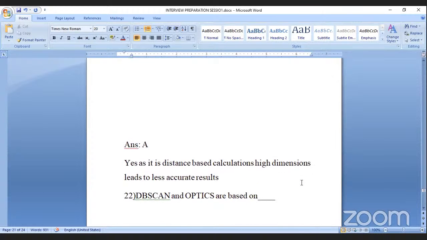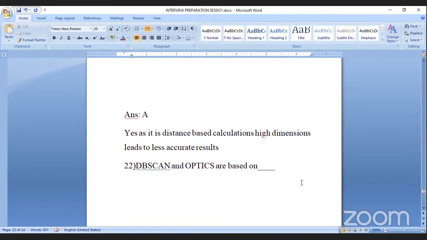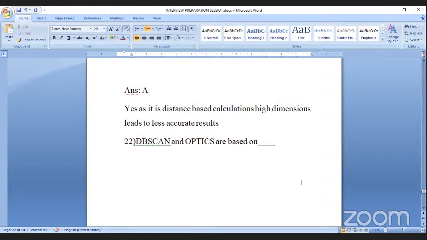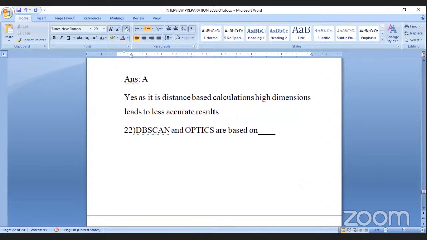Got it? So question number 22: DBSCAN and OPTICS are these types of clustering methods based on what? I'll give you no options. I'll let all of you try. DBSCAN and OPTICS are clustering techniques. So it is based on dash. Good answers, friends.